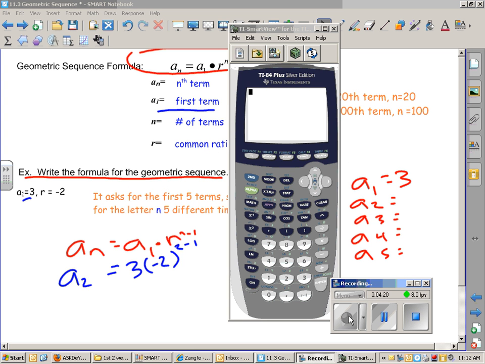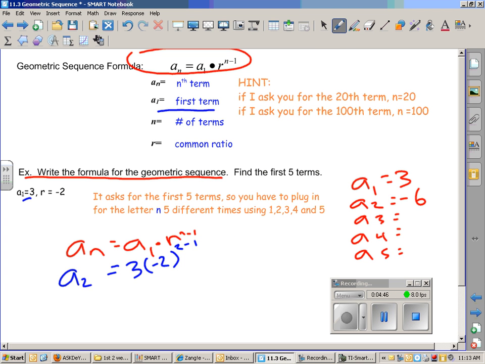So we're going to use our calculator and plug in exactly as we see it. 3 times, and remember to put it in parentheses, -2 to the, and this is how we get the power, and this is really important, use parentheses. If you don't use parentheses, it's going to take it to the second power. Okay, and it gives us -6. So A2 is -6. And given that R is -2, isn't 3 times -2 equal to -6? That should still work, right?